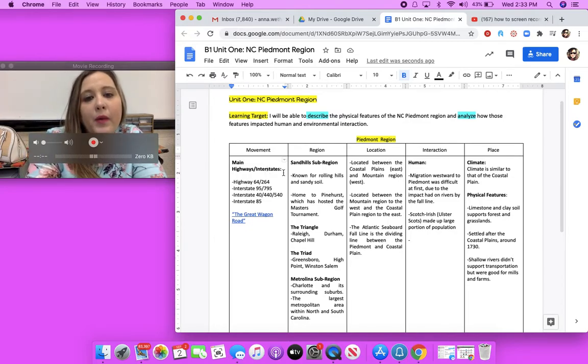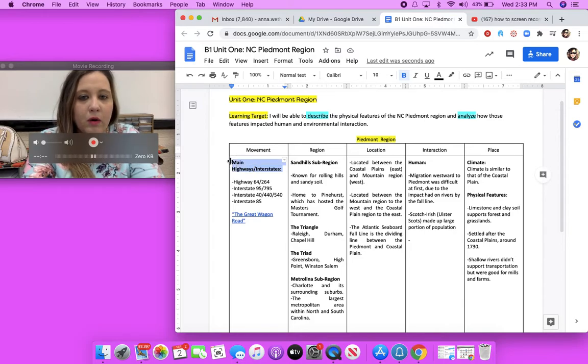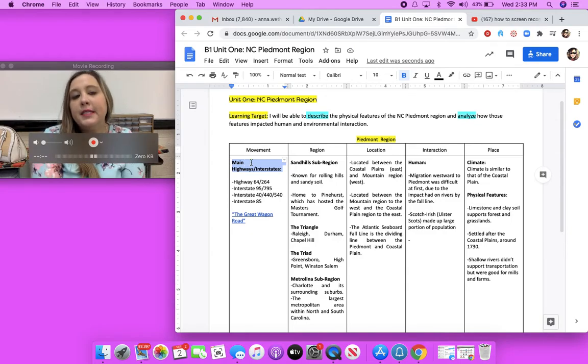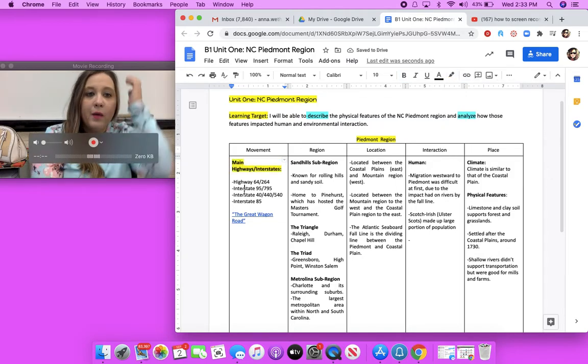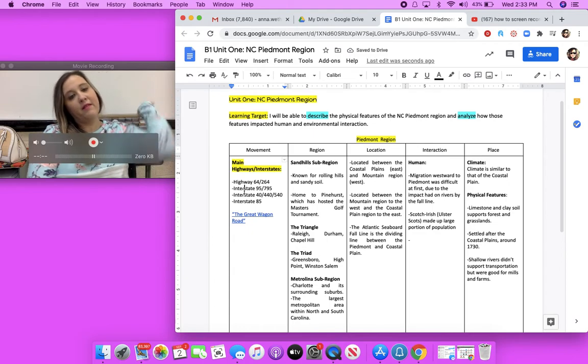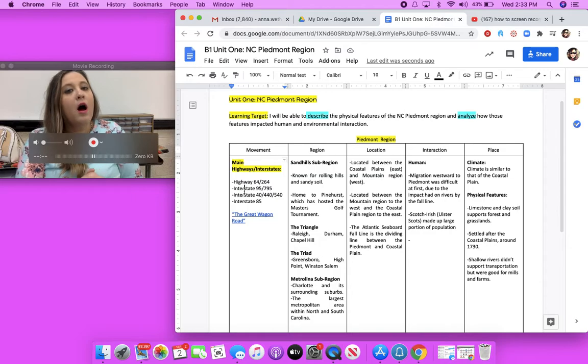Our main highways and interstates, well, I say our, but I guess we're more coastal plain, tidewater, a subregion of the coastal plain. But being that I did live in the Piedmont region for about 20 years, I guess I can still use our. So the main highways and interstates in the Piedmont region include Highway 64, and kind of a cutoff of that is Highway 264, Interstate 95.